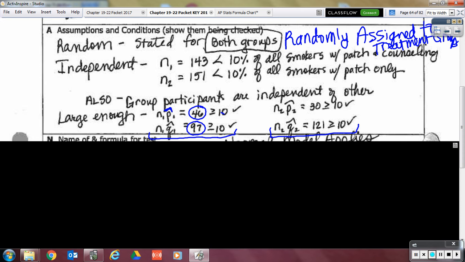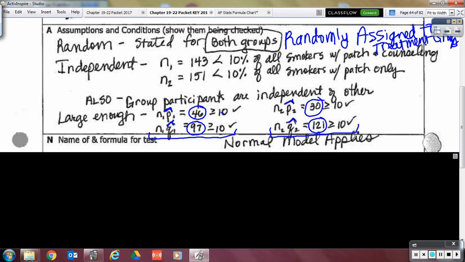Was I told a population P, like what I expected for each group? No. And that's going to be common. You pretty much won't be given a true P for these problems. You will just be given sample data of one group and sample data of the other group. So I'm really dealing with my sample results. The successes of group 2 is greater than or equal to 10, and the failures of group 2 is greater than or equal to 10, and finish it up, normal model applies.